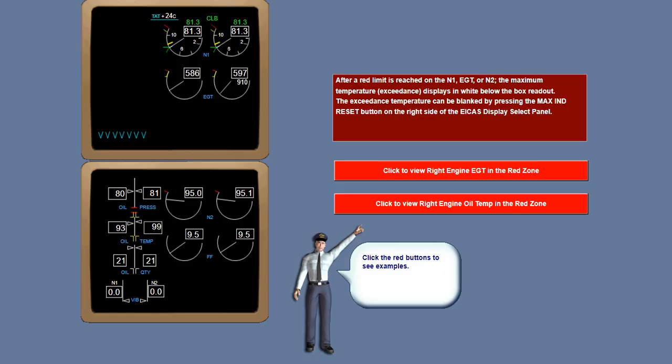If a parameter continues to increase to the red line limit, the pointer, digital readout, and readout box will all change to red. Please read the notes about exceedances.